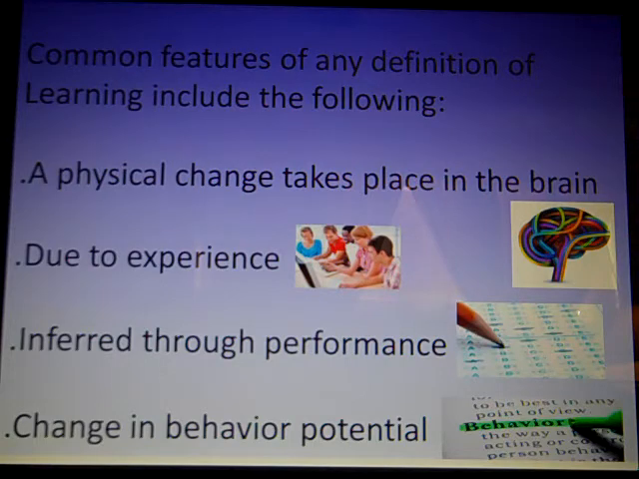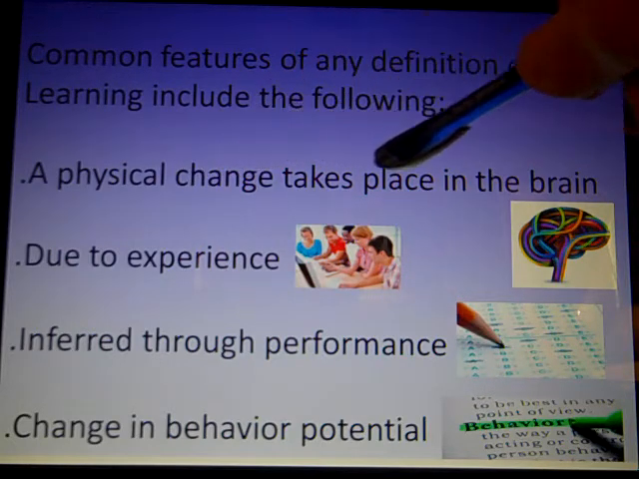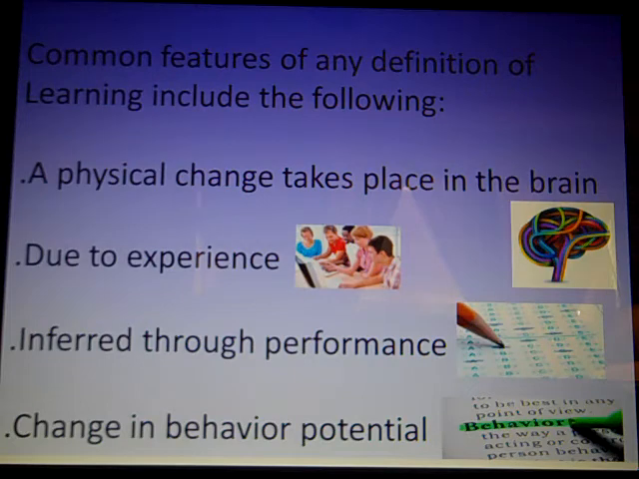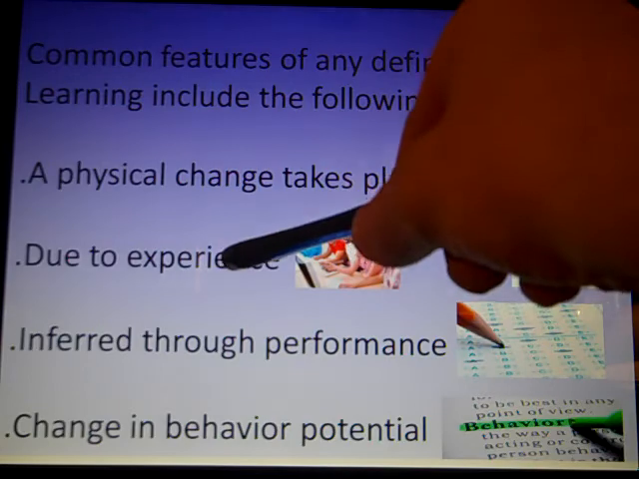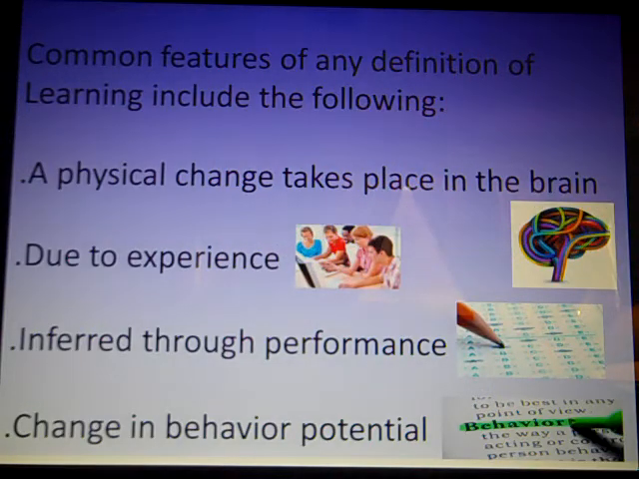There are 4 common features of any explanation or definition of what learning is. First of all, we know for sure that a physical change takes place in the brain. As you're sitting here learning right now about learning, your brain is changing form and shape. It's not necessarily getting bigger, but it's changing shape. We also know that learning is due to experience, the second point. And we can all think of examples of times where we've learned through experience, maybe in a relationship or on the job, or if you play a sport, you learn from experience through trial and error.